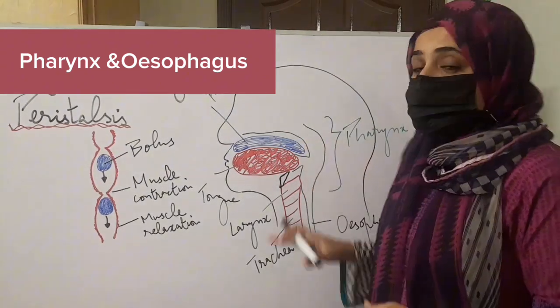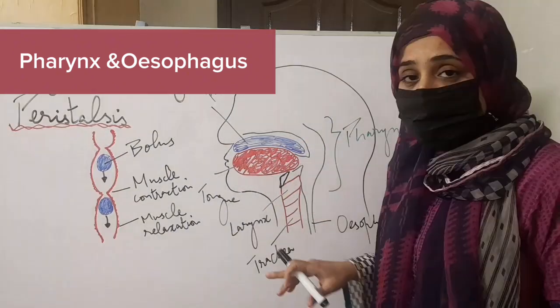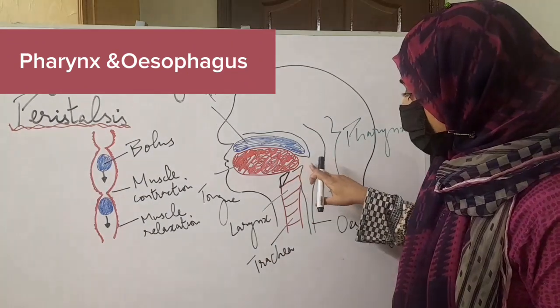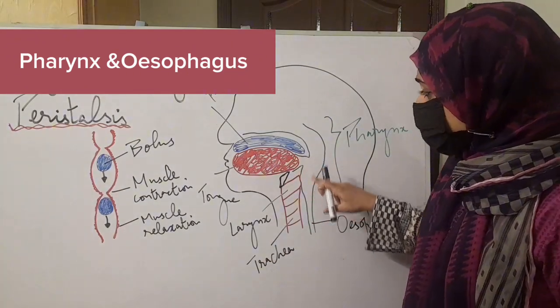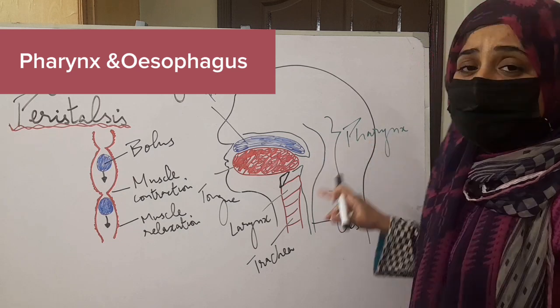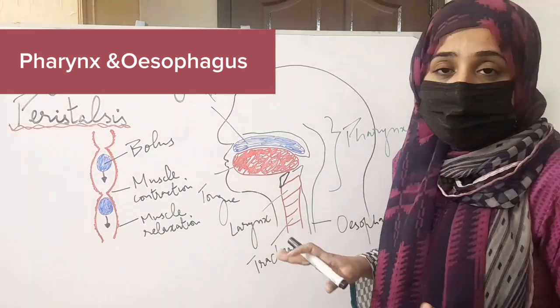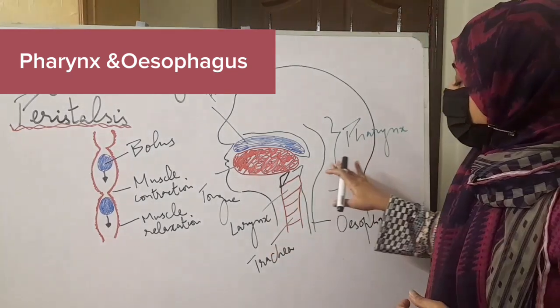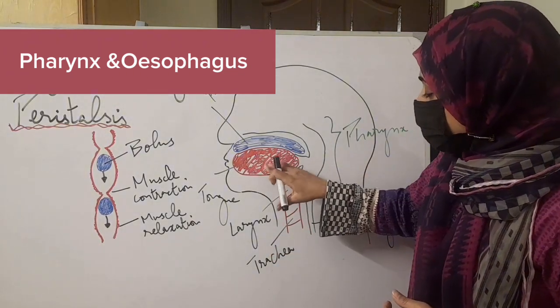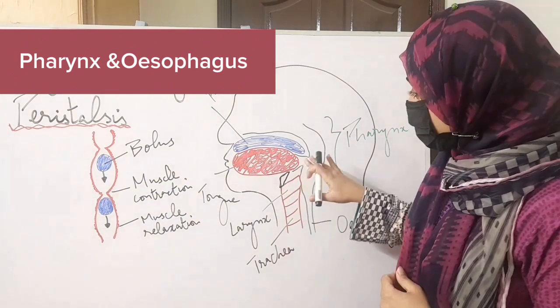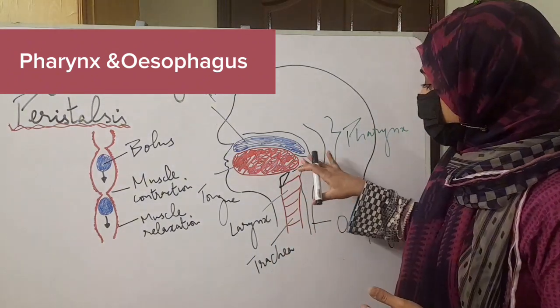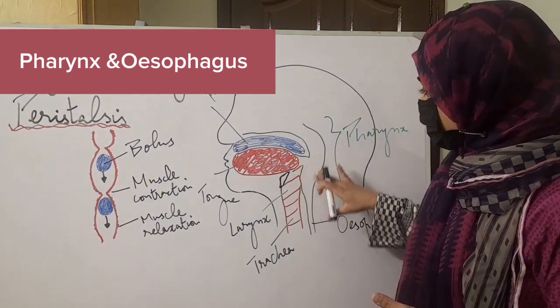This is done by the rolling action of the tongue, and the tongue pushes the bolus towards the esophagus through the pharynx. Pharynx is a muscular hollow tube, and its size is almost 5 inches. And the rolling action of the tongue pushes the bolus towards the esophagus through the pharynx.